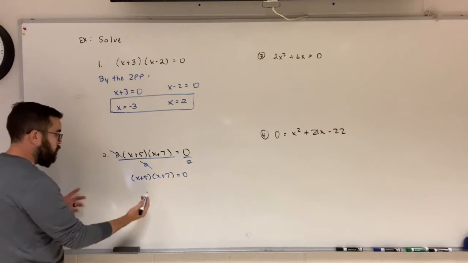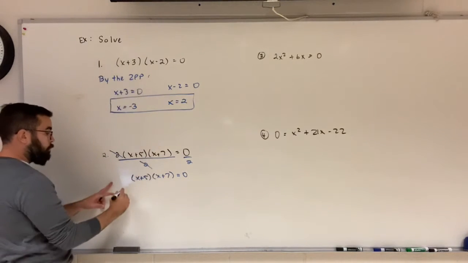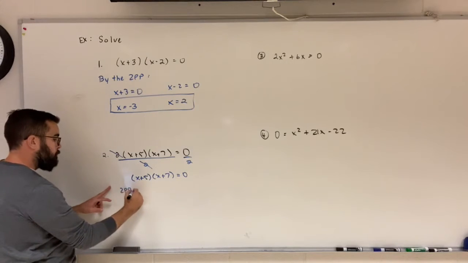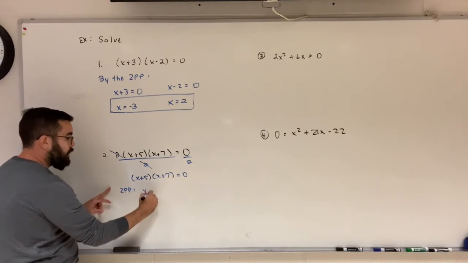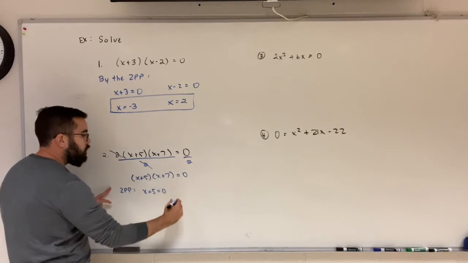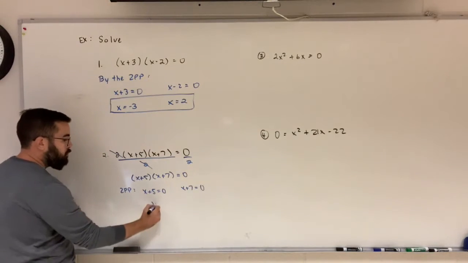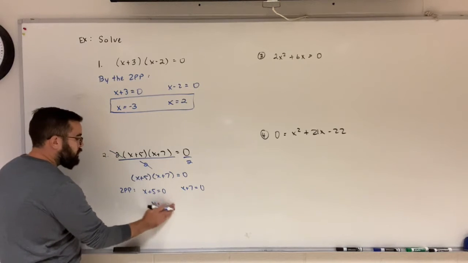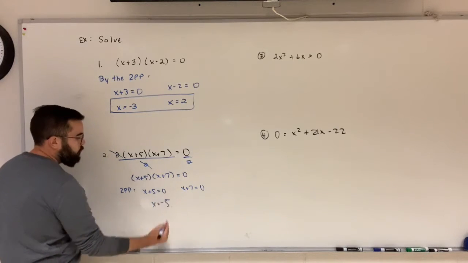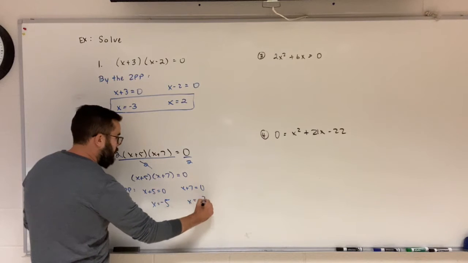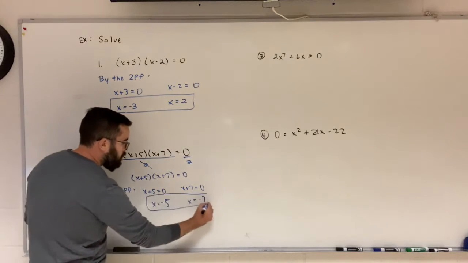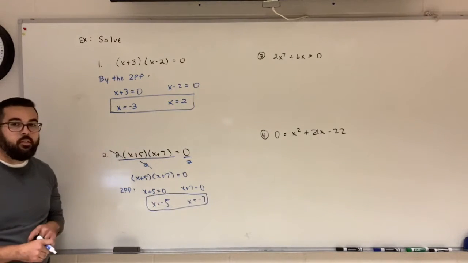All right, so applying the zero product property, the zero product property says that x plus 5 is equal to 0, or x plus 7 is equal to 0. So x can either be negative 5, or x can be negative 7. And there's our solutions.